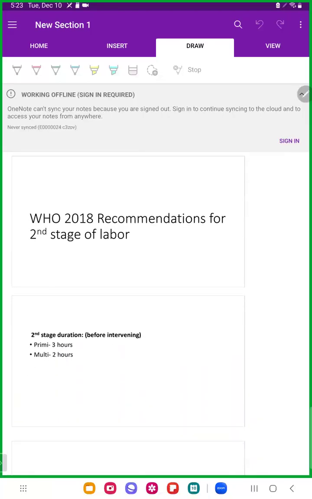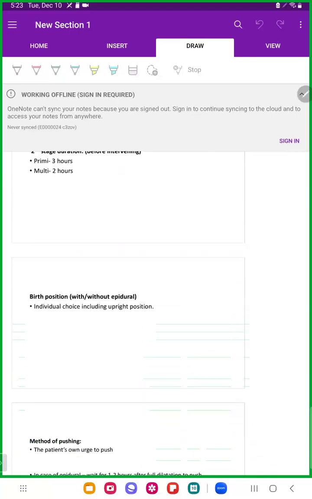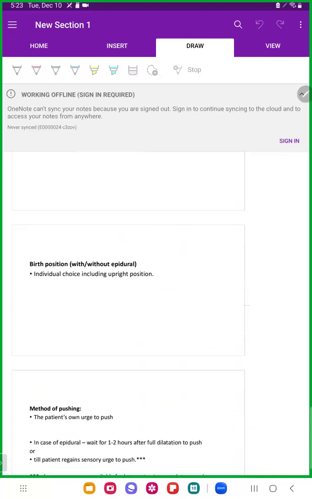WHO has also given certain other recommendations for management of second stage of labor, which include, so what should be the normal duration of second stage before we intervene? For primi patient, they have given a cutoff of 3 hours, and for multi patient, they have given a cutoff of 2 hours. So what should be the birth position, with or without epidural? It depends on the choice of patient. So if she wants to use upright position or squatting position, whatever she is comfortable in, she can use that position.